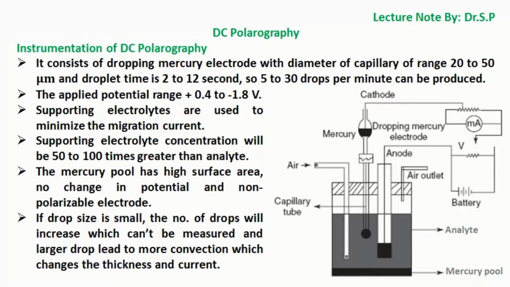The mercury pool has a high surface area, no change in potential, and is a non-polarizable electrode. If the drop size is small, the number of drops will increase, which can't be measured, and larger drops lead to more convection, which changes the thickness and current.